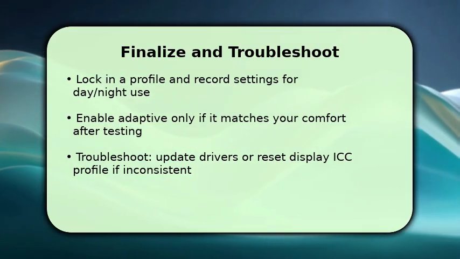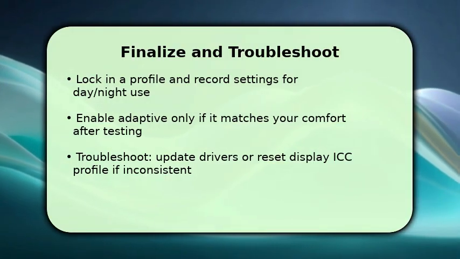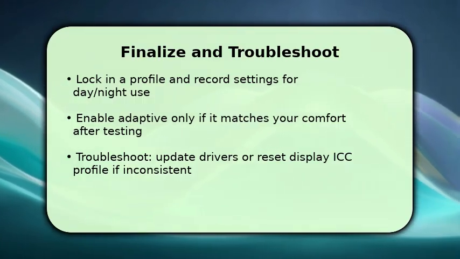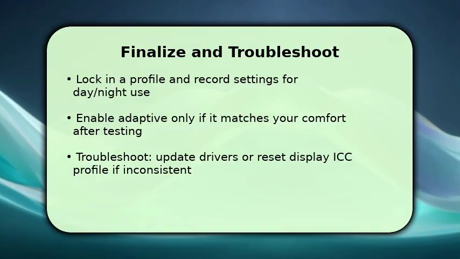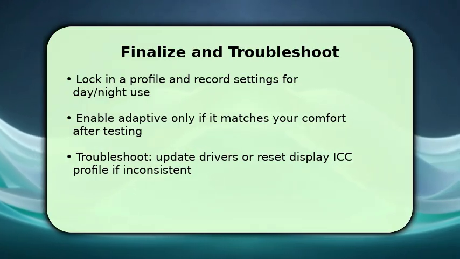If brightness behaves erratically, update graphics drivers and check the monitor's on-screen menu. Make sure ICC color profiles aren't forcing gamma shifts. If problems persist, reset the display profile or reconnect cables. These quick fixes often resolve flicker or incorrect brightness.